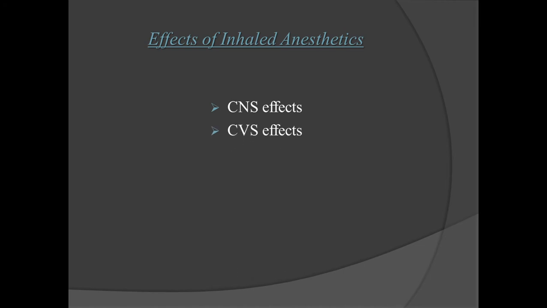Now, what are their effects on the cardiovascular system? Most inhaled anesthetics decrease the arterial blood pressure, and enflurane and halothane are myocardial depressants that decrease the cardiac output, whereas isoflurane, desflurane, and sevoflurane cause peripheral vasodilation.